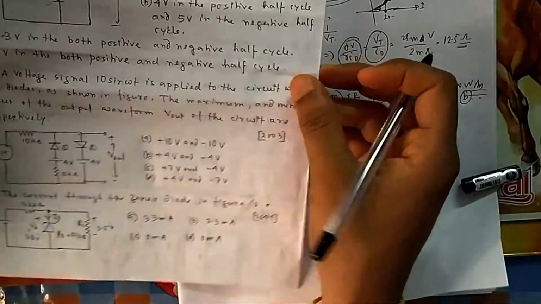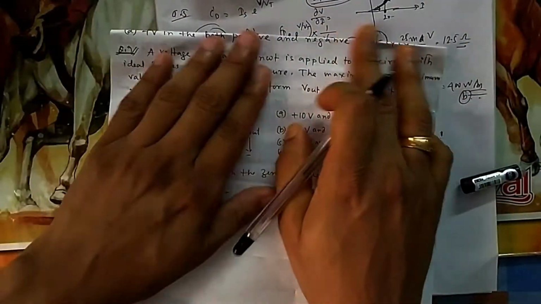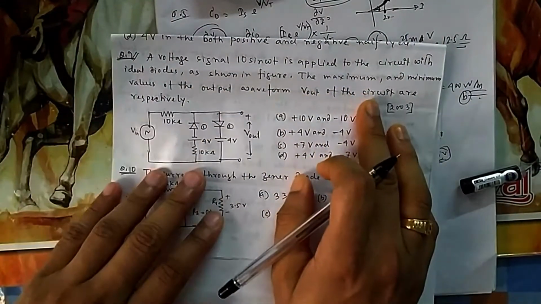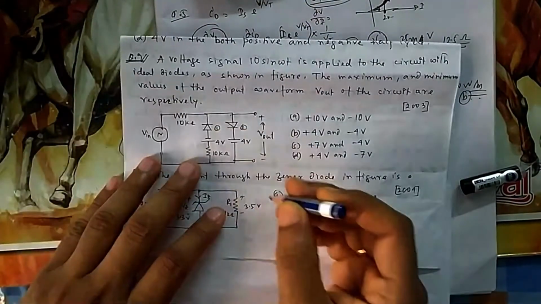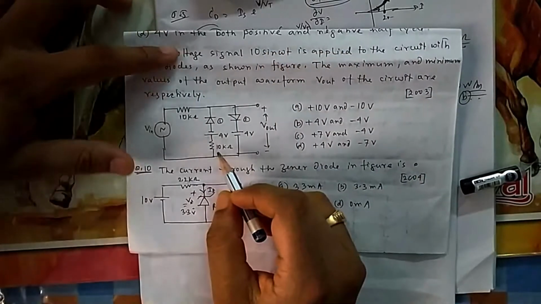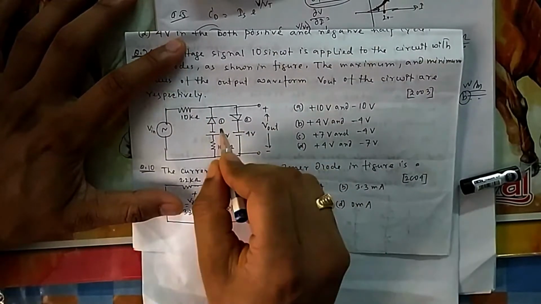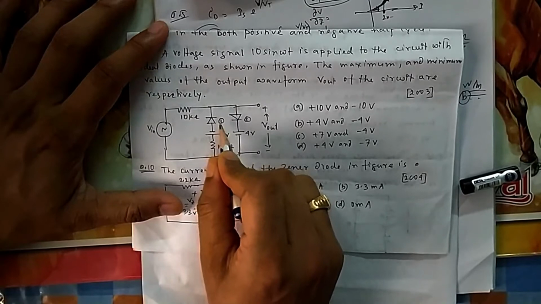So what is given in question number 9? A voltage signal of 10 volt is applied to the circuit with the diode as shown in the figure. The maximum and minimum values of the output voltage will be? So this you will find these are clamper type of circuits. So you have to deal with them one by one. This is the first one, so let me deal with this one first.